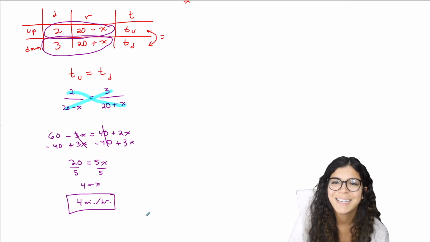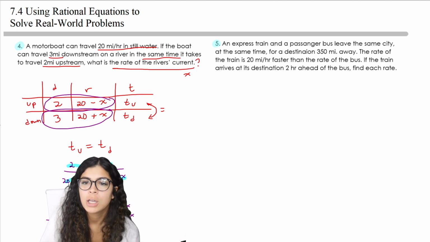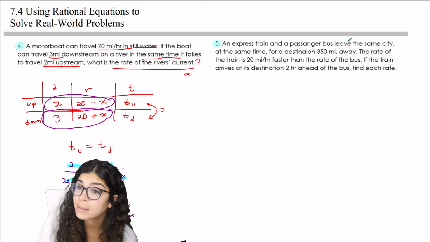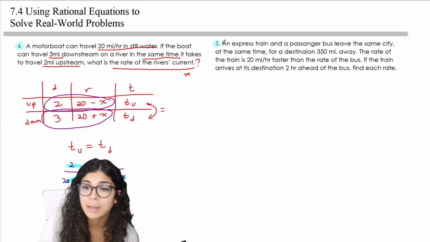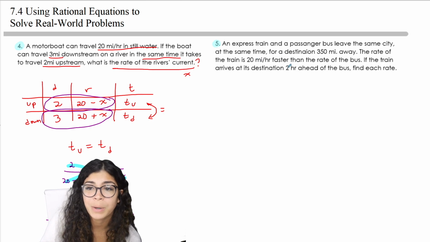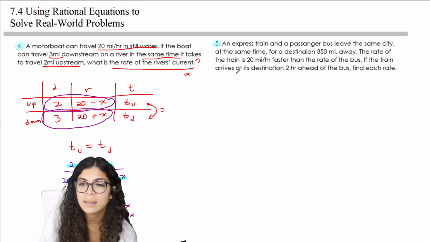All right, let's try 5. Okay, so an express train and a passenger bus leave the same city at the same time for a destination that's 350 miles away. The rate of the train is 20 miles per hour faster than the rate of the bus. Okay. If the train arrives at its destination 2 hours ahead of the bus, find the rate.